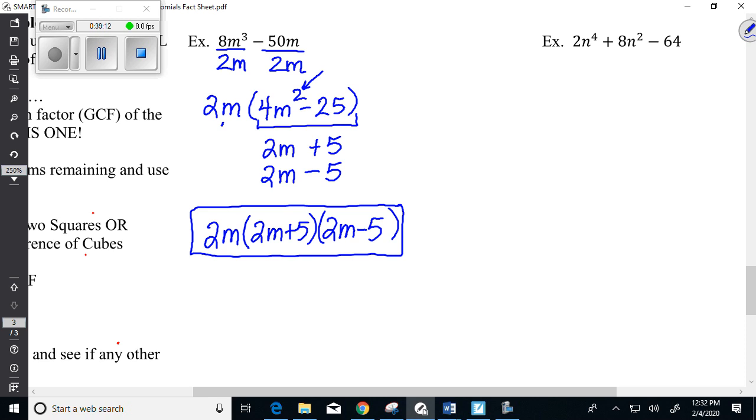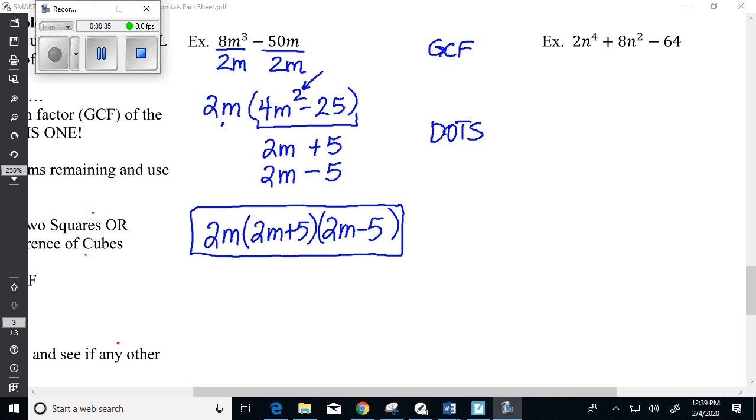That's your factored answer. So notice in this problem, we took out GCF, and then we ended up using difference of 2 squares. 2 different factoring methods to factor completely. So let's move on to our second example.